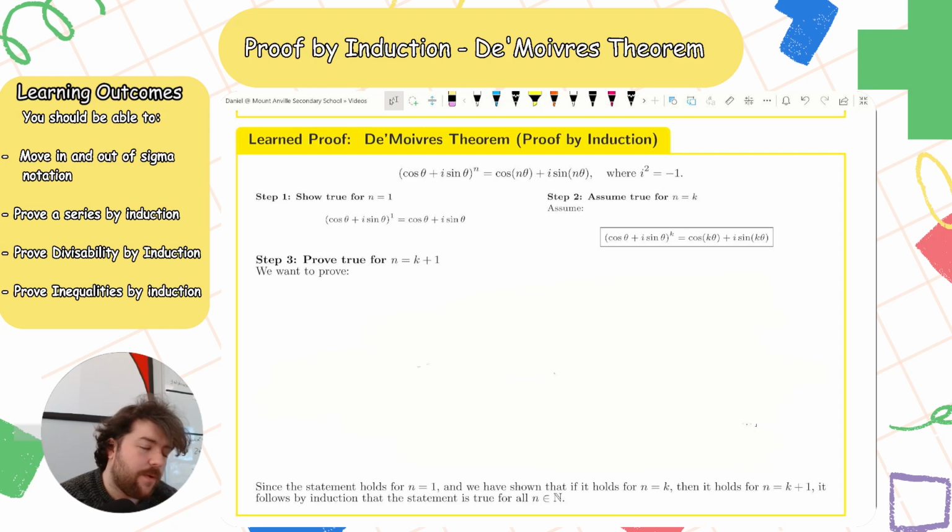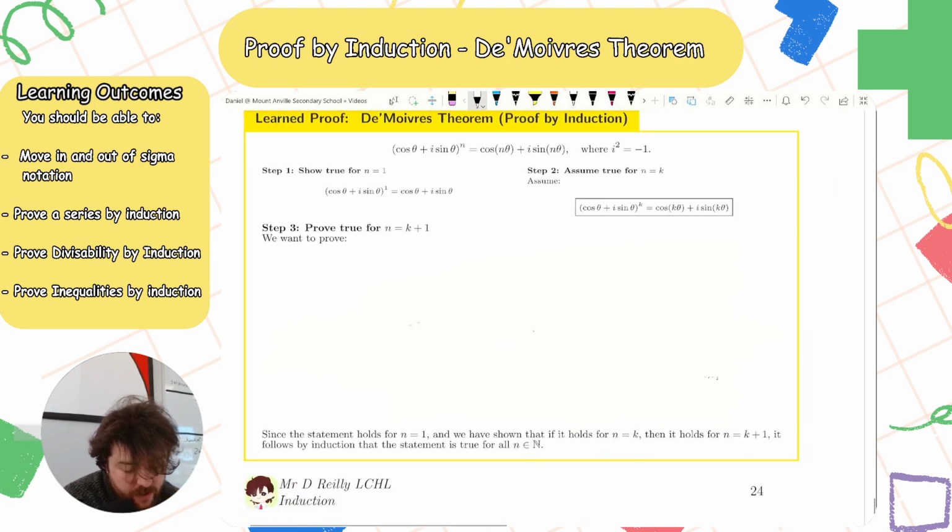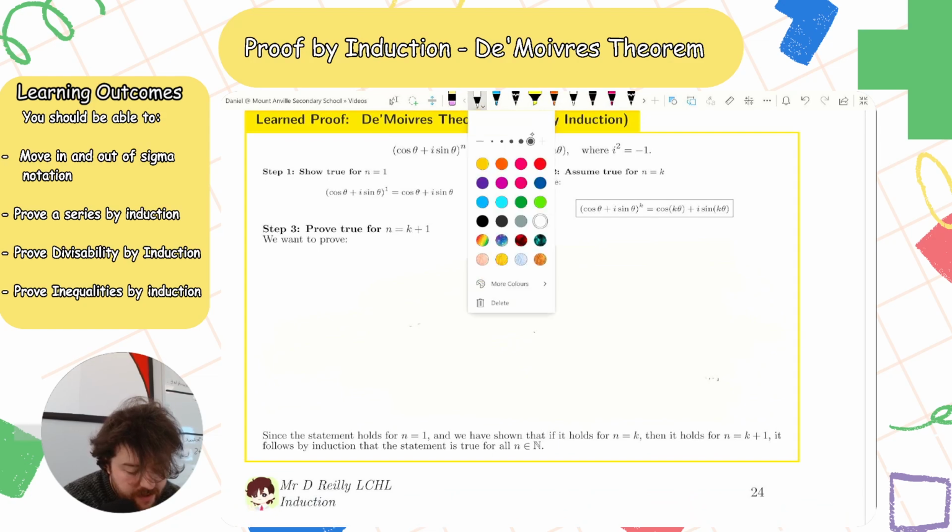Hello, everybody. Okay, so we're looking at now proving de Moivre's theorem by proof by induction. So recall de Moivre's theorem is just when I have a complex number here in polar form. So (cosine theta plus i sine theta) to the power of n can be written as cosine n theta plus i sine n theta, where i squared is equal to -1. So we need to show that this is true.